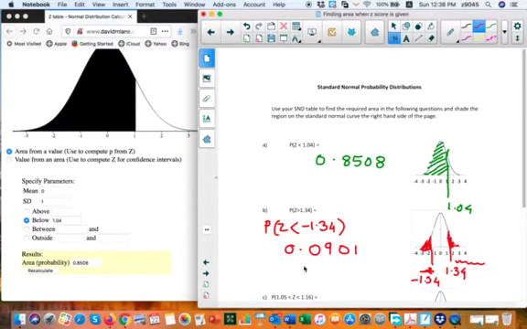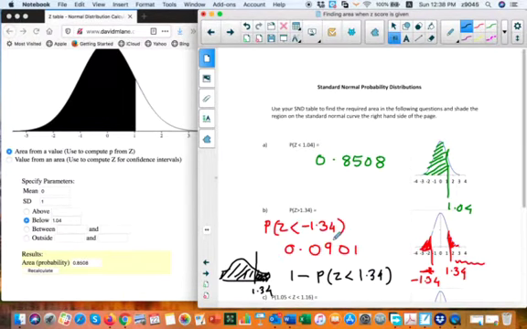And the same question can also be solved another way. Same situation. If I say that for 1.34, I need to calculate this area, this is going to be 1 minus this left tail area because the total is 1. So 1 minus probability of z less than 1.34. If I calculate the area for this, I'm going to get the same result as for this one.